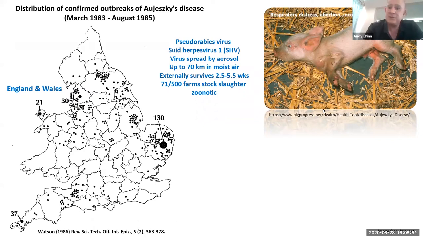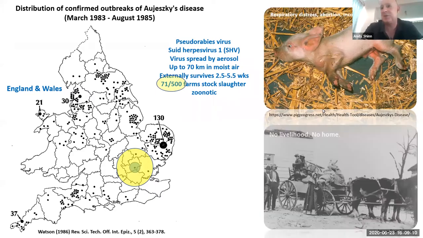At 71 of those farms, as I said, the stock was destroyed by the government. This circle here, this was actually our farm. And you can see that actually we were one of the last farms to be affected by Aujeszky's. And all the stock on our farm were actually slaughtered. So this was quite a serious lesson for us because we weren't the owners of the farm, we were stockmen. So no livelihood meant no home.